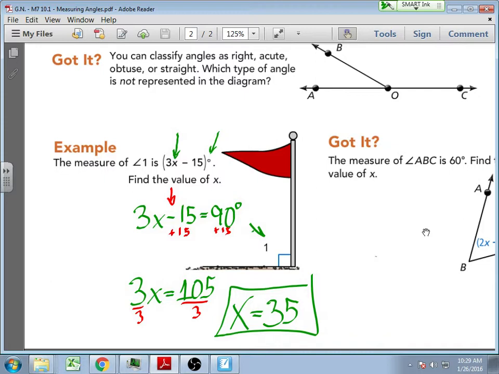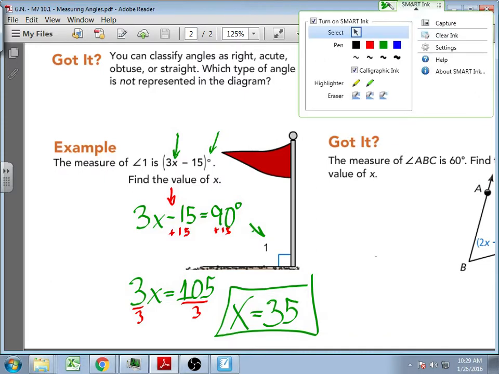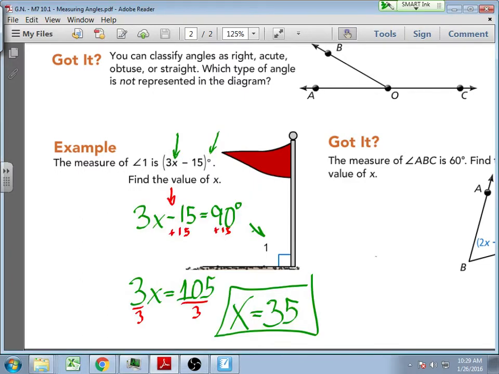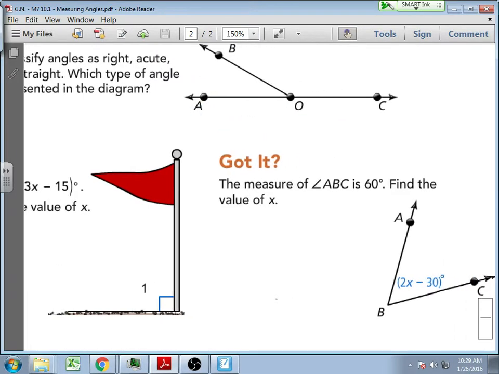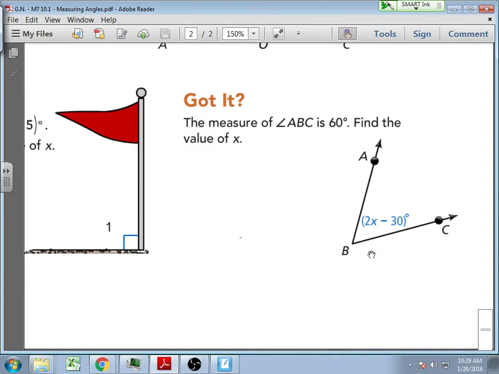Try the got it on your own. The measure of ABC is 60. Find out what x is.